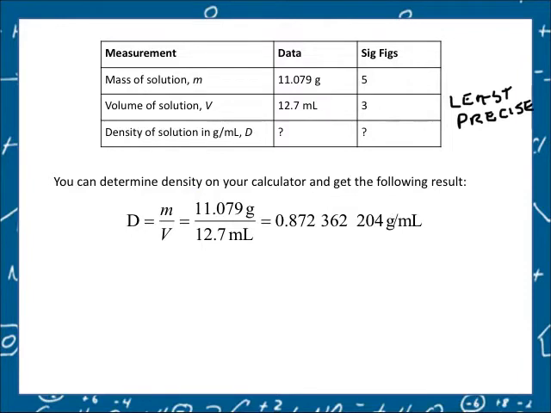So I'm going to use my calculator's answer, and I'm going to use the rules for rounding that we discussed in the previous video to round whatever the calculator gives me to 3 significant figures. I'm going to keep my first 3, 8, 7, 2, and I'm going to look at the next one just to tell me how to round the last one that I'm keeping. 3 doesn't round up, so I'm going to report my answer as 0.872 grams per milliliter, because that has the same degree of precision as my least precise measurement.